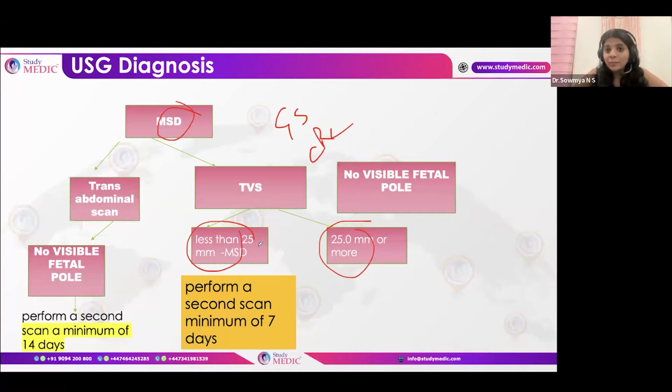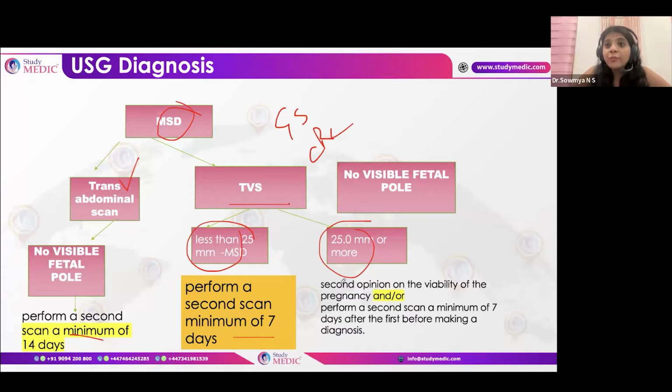is less than 25 millimeter, if it is transabdominal, you would definitely repeat the scan after 14 days. If it is transvaginal, you are going to repeat the scan after 7 days. Remember, abdomen 14, transvaginal 7. However, what to do if the diameter is 25 or more, only sac is there and no visible fetal pole? In that case, you have got two options. Either you can repeat the scan after 1 week if it is TVS, or you can take a second opinion now and do both.